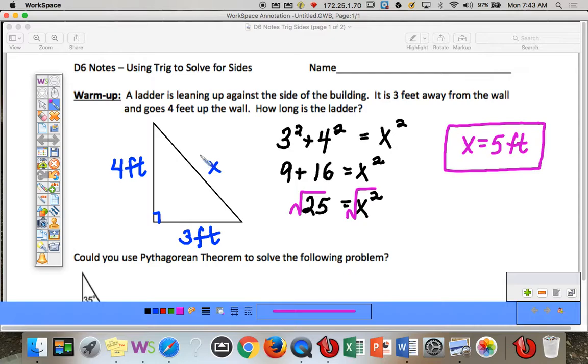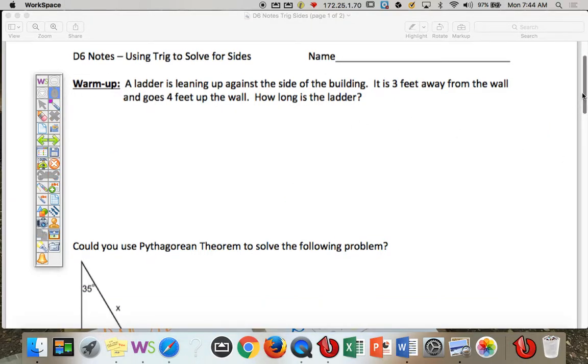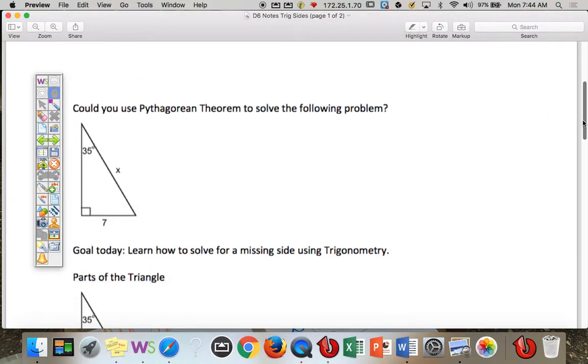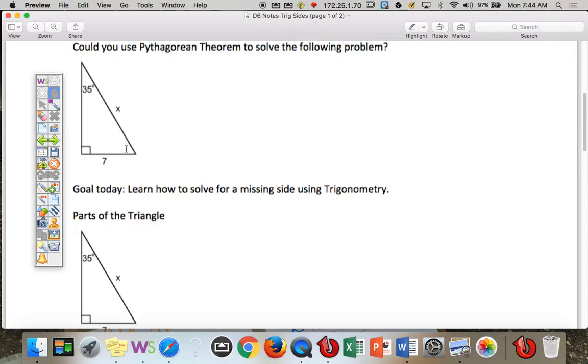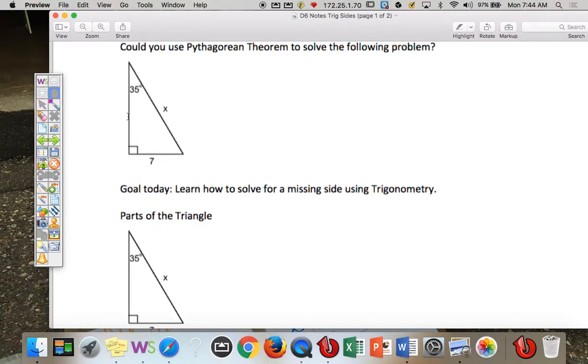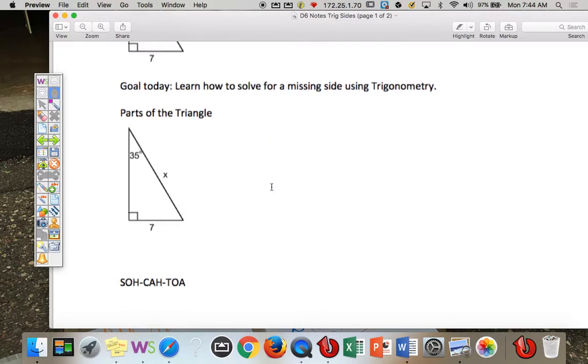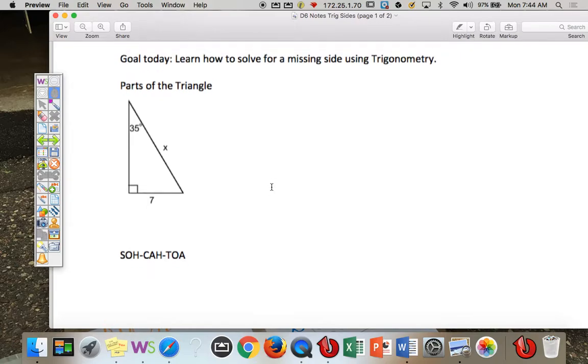So we can use Pythagorean theorem to solve for a missing side of a right triangle if we already know two sides. So the next question is, could you use Pythagorean theorem to solve for the following problem? This time we have one of the legs is 7. We don't know the hypotenuse, and we don't know the other leg. So we can't use Pythagorean theorem to solve for this problem because we only know one side and we're missing 2. So our goal today is to learn how to use trigonometry to solve for a missing side.